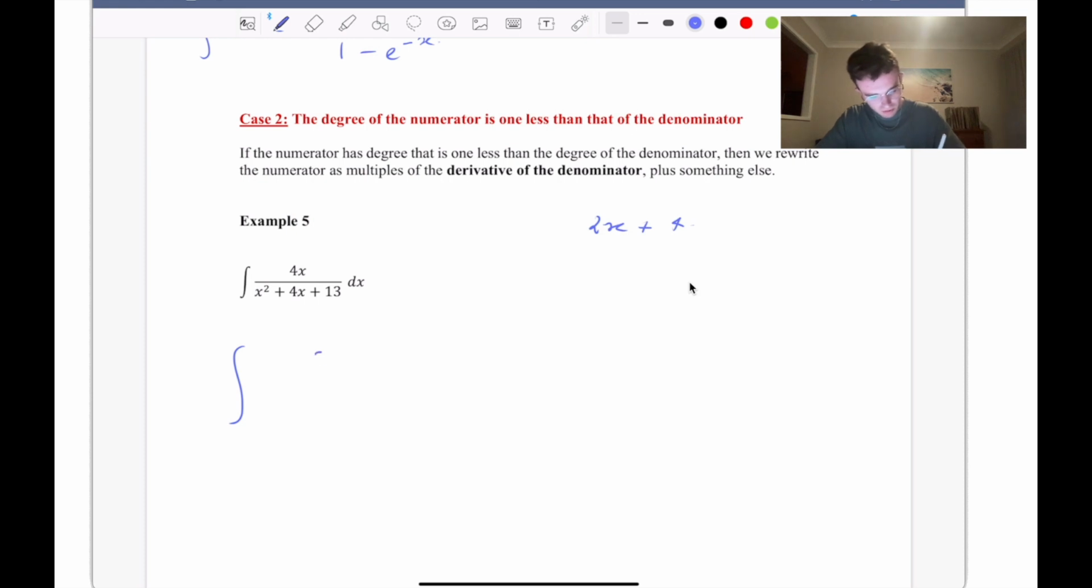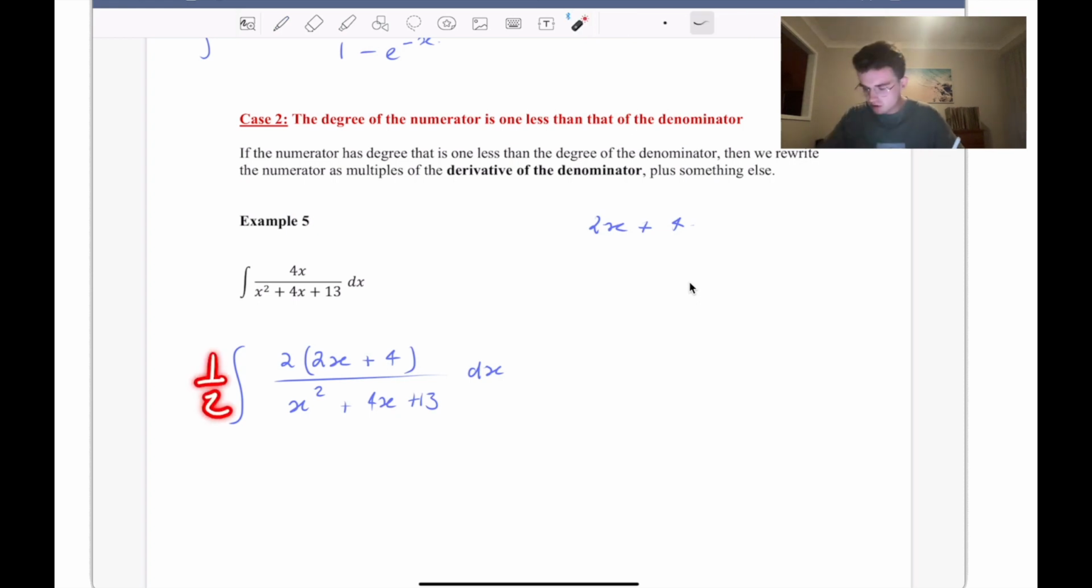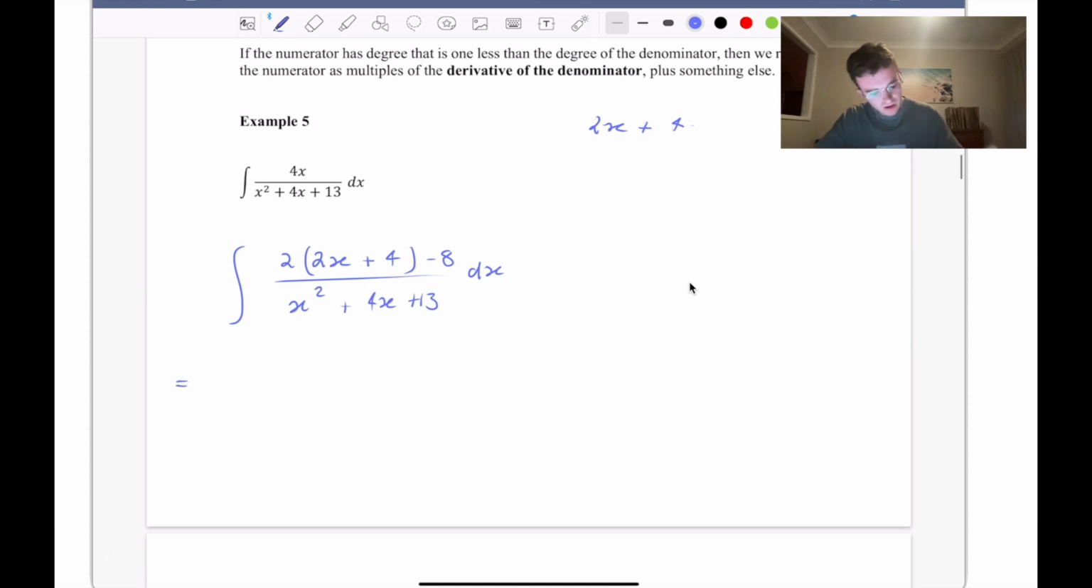So let's write, okay, 2x plus 4 is what we want on the top. Let's write that there. But we've actually got 4x on the top, so we really have to times everything in the integral by 2. Now we don't need to put a half out here because 4x was already on the top. But since there's a 2 here now, that would be an 8, so we need to subtract 8 from that integral. So this is now, let's bring this 2 out to here.